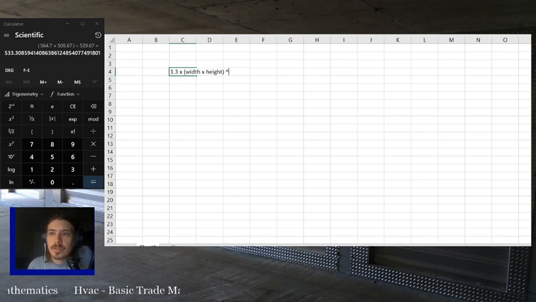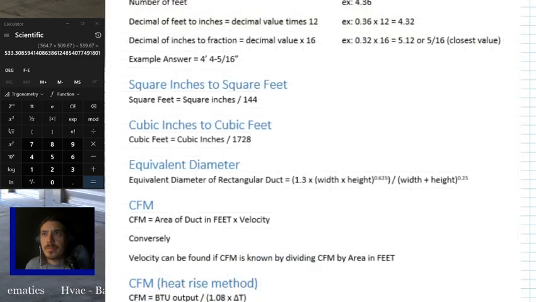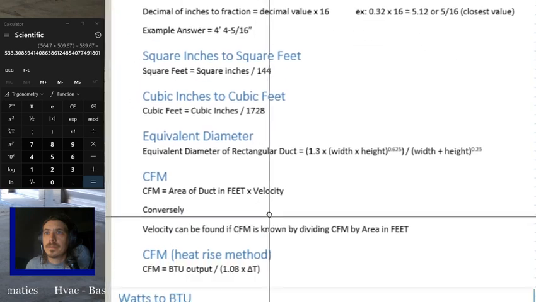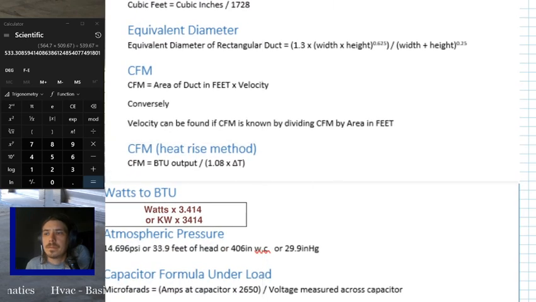If you look at the formula, right? So if we switch back for a second, let me do this. We switch back and we look at the formula again. So we're looking at the formula for equivalent diameter of a duct. It's 1.3 times width times height to the power of 0.625 divided by width plus height to the power of 0.25. Both of these are exponents, right? Just like r squared, you have to have an exponent there.